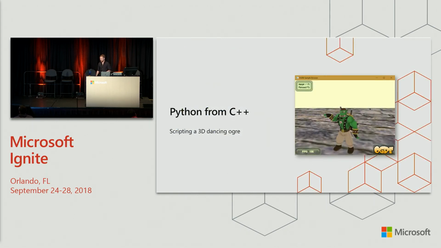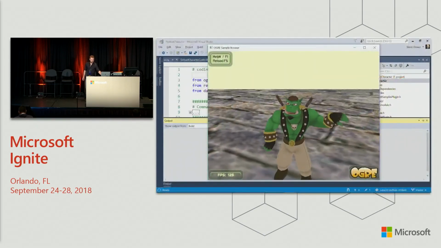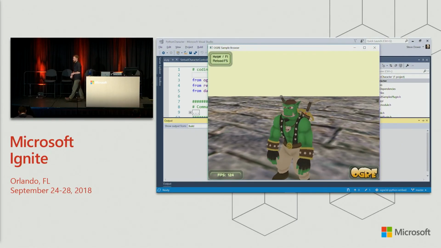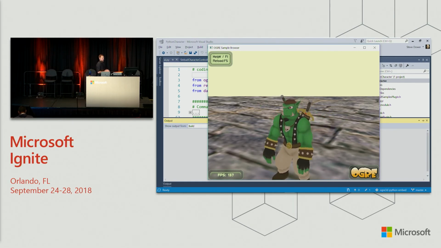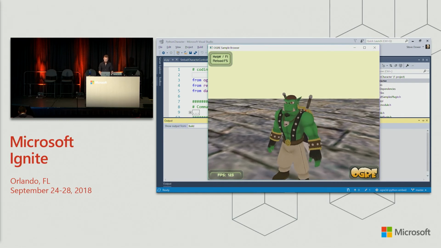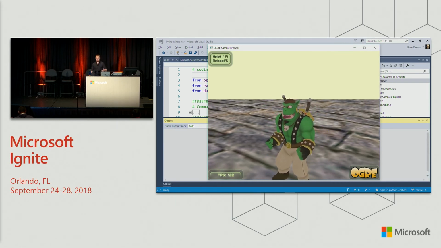So, my demo is scripting a 3D dancing ogre, whose name is Sinbad. Ogre 3D is an open source game engine, and I have taken one of their samples, so none of this is my actual creativity. I didn't even design the dance. But what I've done is I'm actually controlling what he's doing with a Python script.